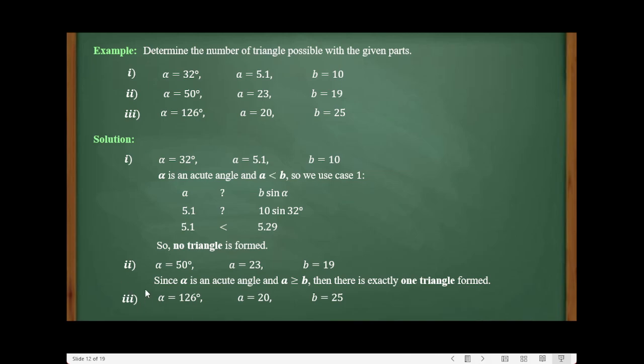And then for the third one, alpha is an obtuse angle having a measure of 126 degrees, and side small letter A is 23 and B is 25. Since alpha is obtuse and side small letter A is shorter than B, then no triangle is formed. Okay?